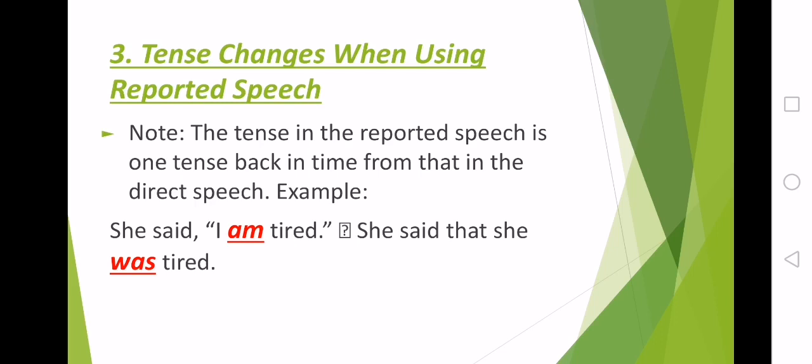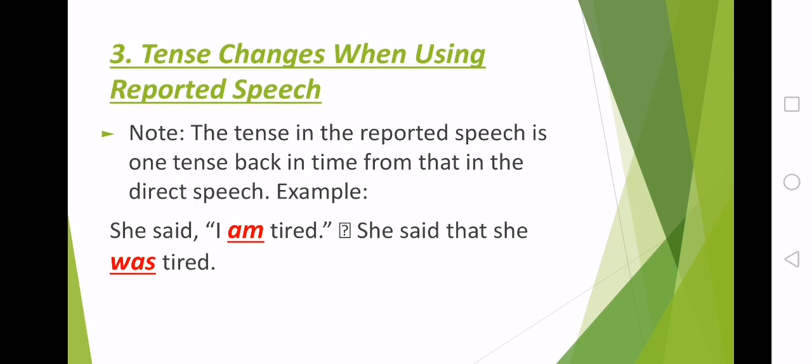So, rule number 3 is about how the tense changes when using reported speech. The tense in the reported speech is one tense back in time from that in the direct speech. For example, if we have the present tense, it will change to the past. If you have the simple past, it will change to the past perfect, and so on. Look at the following example.